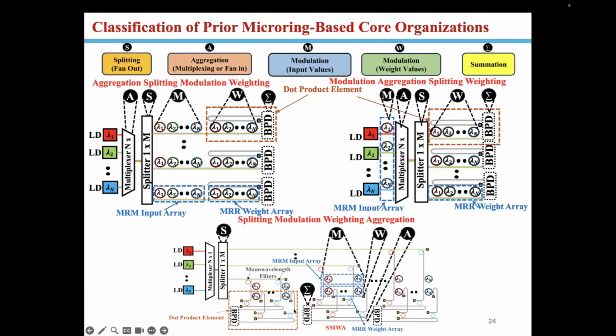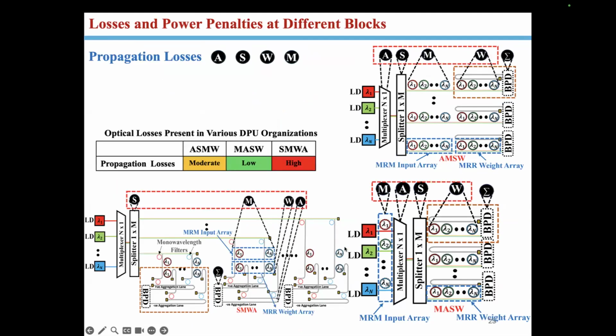So the ordering basically changes, and depending on the ordering, it turns out we can see the different types of losses that appear in the organization. So we basically name this organization depending on the order now. So we term them ASMW, MASW, and SMWA, right? And if we talk about propagation loss, you would say that the propagation loss in SMWA would be very high. This is SMWA, by the way.